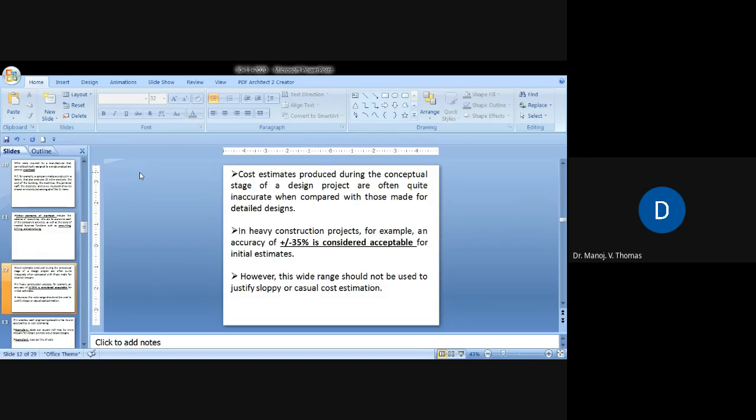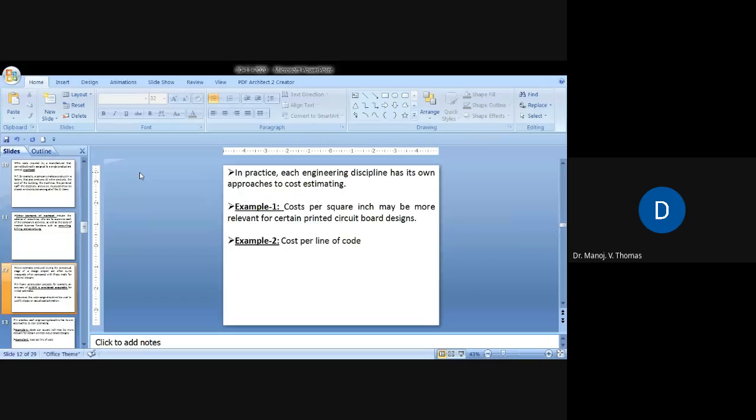So in heavy construction projects, for example, an accuracy of plus or minus 35% is considered acceptable for initial estimates of cost. So initially you estimate, and a tolerance of plus or minus 35% is acceptable in some companies. However, this wide range should not be used to justify casual or careless cost estimation. Sloppy means careless. So we should not have sloppy or casual cost estimation, but we will make our best efforts to calculate the cost. Even then, practically, this kind of variation might happen.